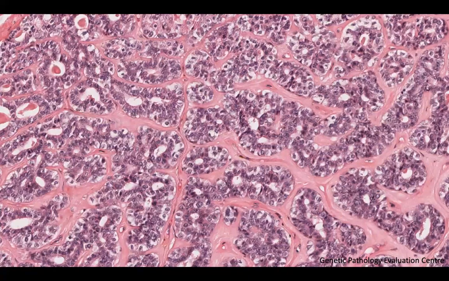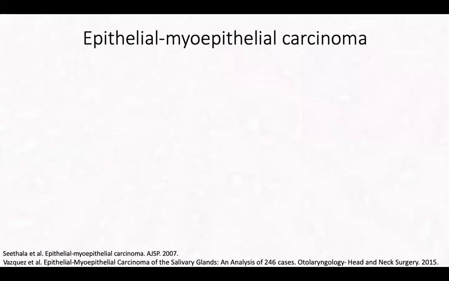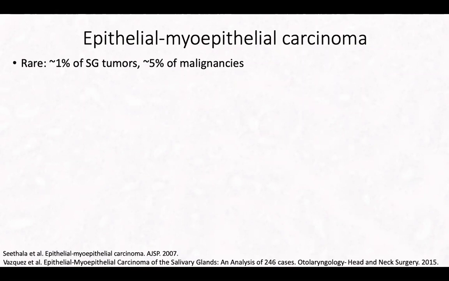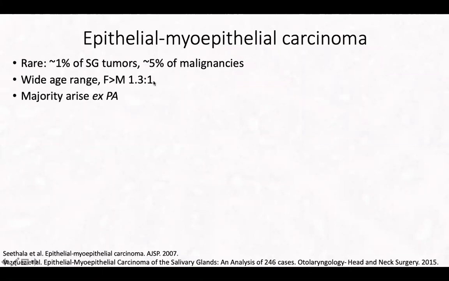All right. So I can't quiz you guys on this. This is an epithelial myoepithelial carcinoma. So this is a rare tumor. It's around 1% of salivary gland tumors. That's why I didn't have a good example of it in my files. It represents about 5% of malignancies of salivary gland. Wide age range, slight female predominance, like a lot of these tumors.